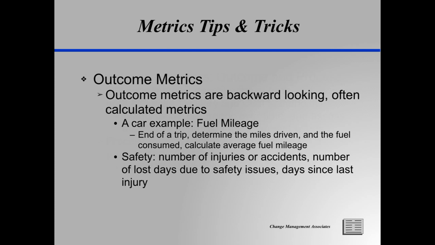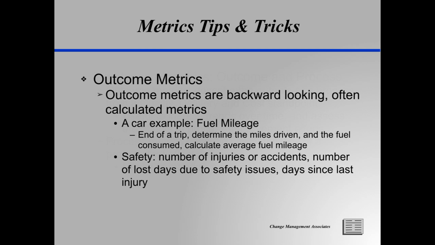Going a bit deeper, outcome metrics tend to be backward-looking and are usually calculated from other data. Let's consider an automobile example. Fuel mileage. You take a trip, determine the number of miles traveled, and the fuel consumed. You can now calculate average fuel mileage per gallon experienced during the trip. Now, I know many cars today provide this metric in more real time, but frankly, I haven't been able to determine how accurate it really is.